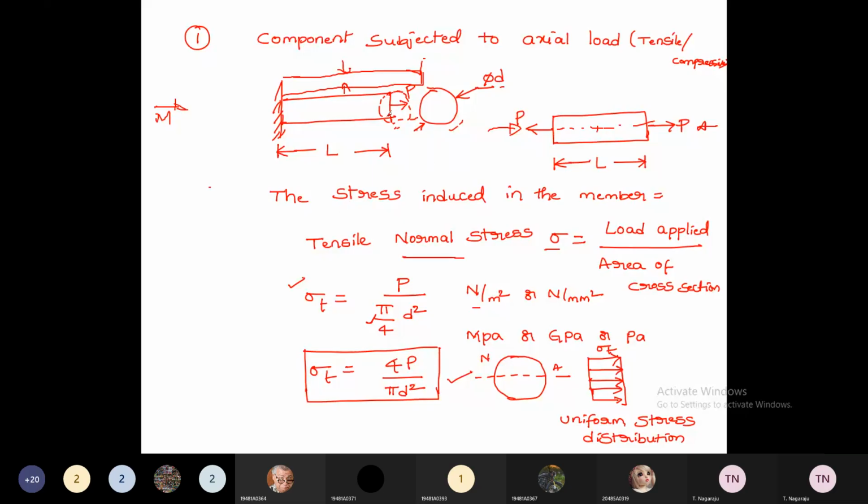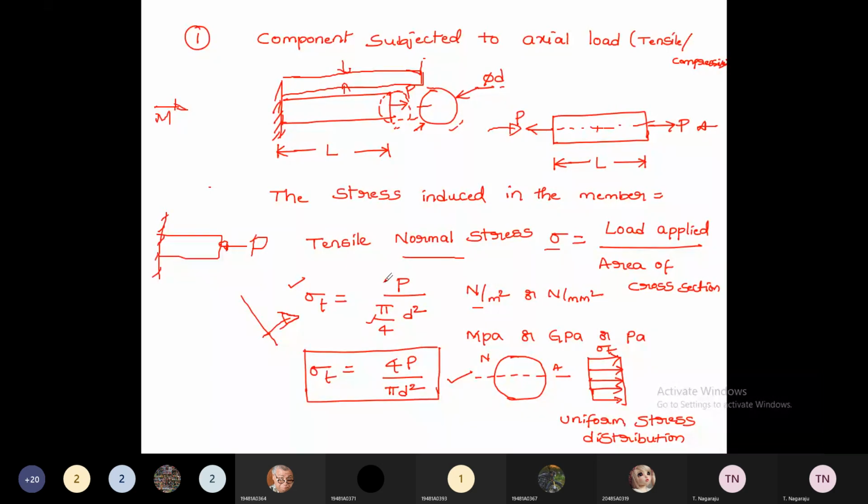Even if it is a compressive load, the quantity is the same, but the direction is negative. In the same example, if the rod is subjected to a compressive load like this, the stress value is the same because the load value is the same. If the load is the same and the cross-sectional area is the same, then obviously the stress induced in a compressive nature is equal to load by cross-sectional area. That's why the value is the same.